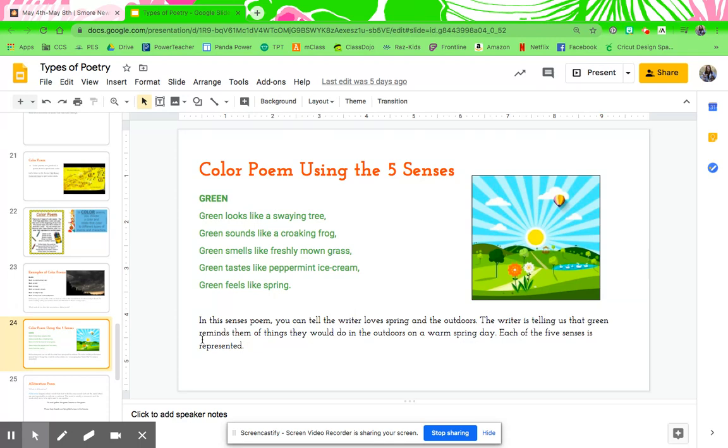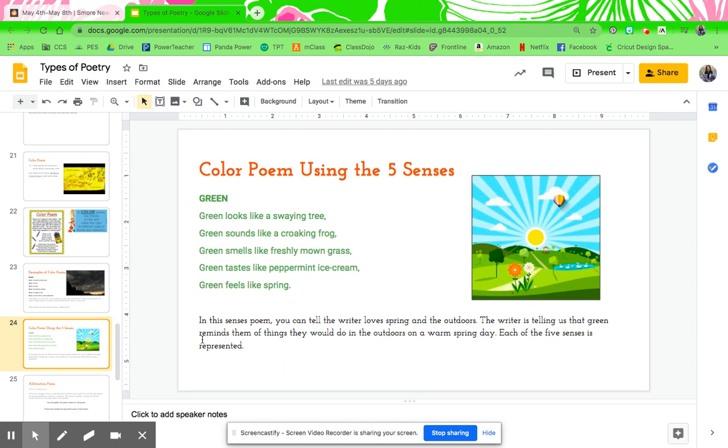Green looks like a swaying tree. Green sounds like a croaking frog. Green smells like freshly mown grass. Green tastes like peppermint ice cream. Green feels like spring.